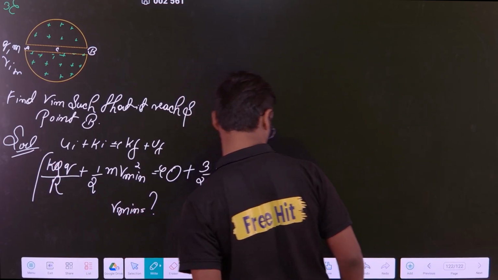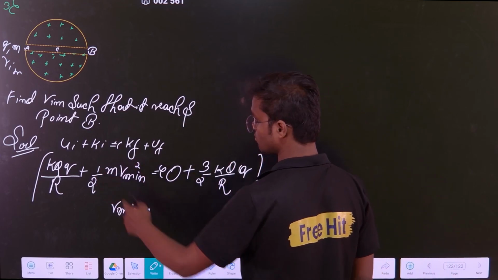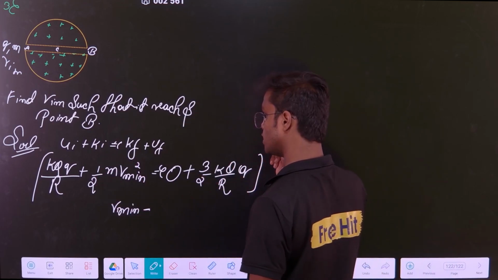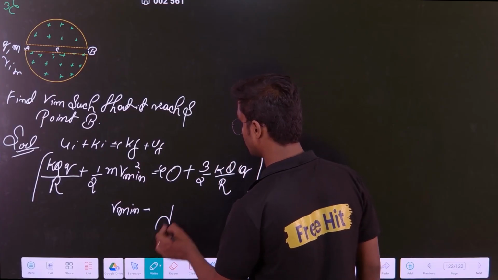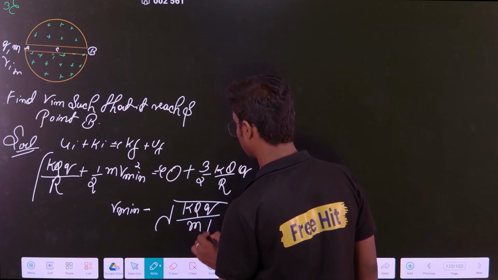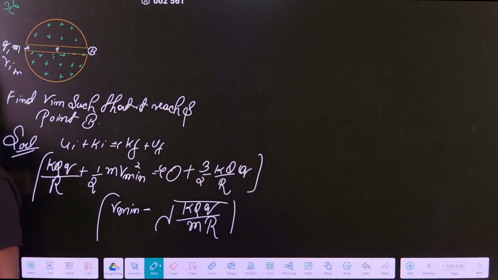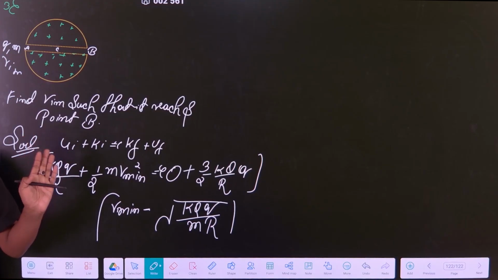Okay. Now this you can calculate. So what is the value you will get? 1 by 2, 1 by 2 will cancel out, so you will get kQq by mr. Correct? This is the same question as the first one, if you remember.